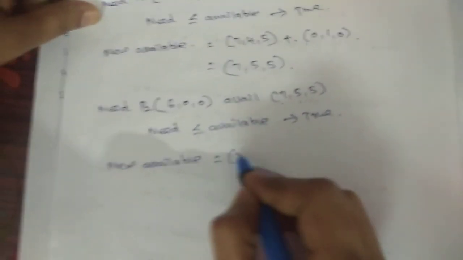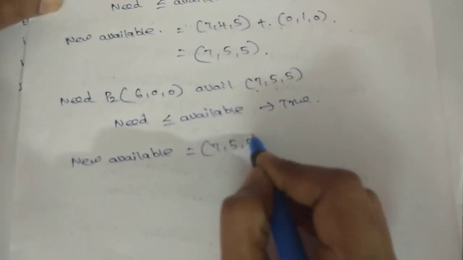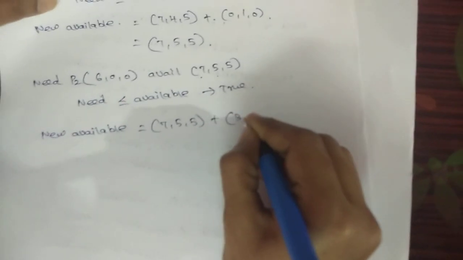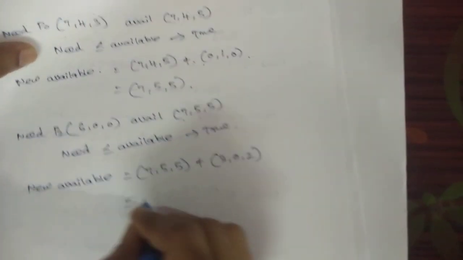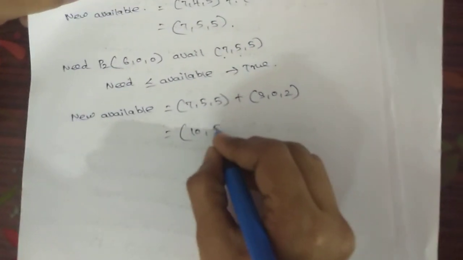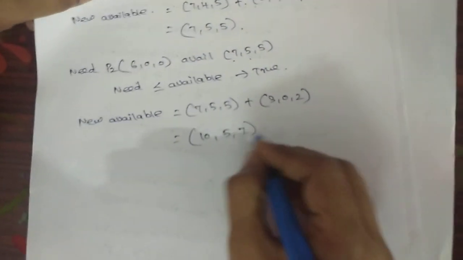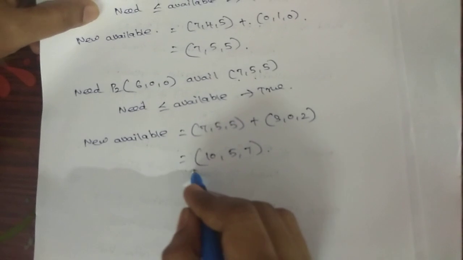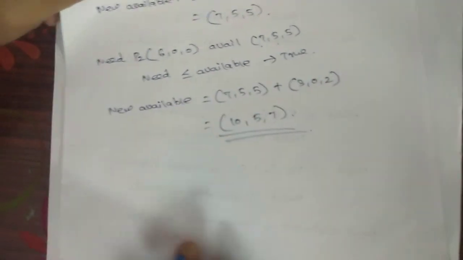What is the available here? 7, 5, 5. What is the allocation of process P2 that is given in the question? 3, 0, 2. So after adding this, 7 plus 3 is 10, 5 plus 0 is 5, and 5 plus 2 is 7. Okay, this is the last, that is the new available: 10, 5, 7.